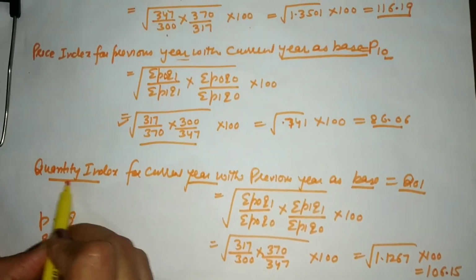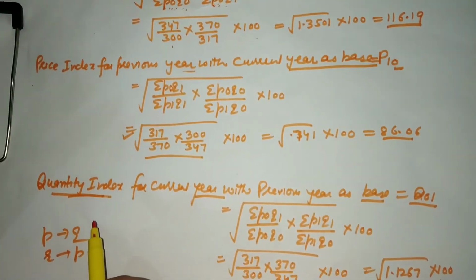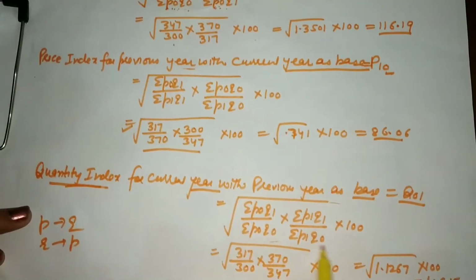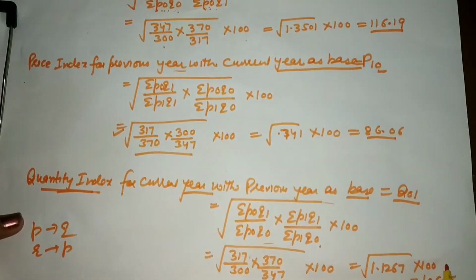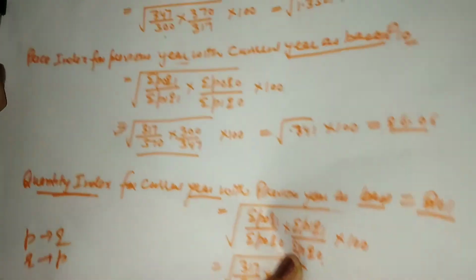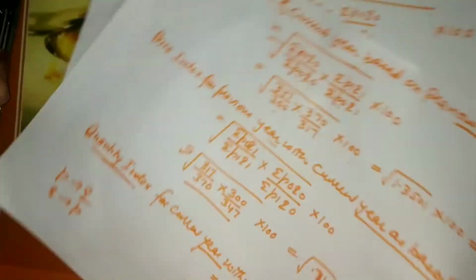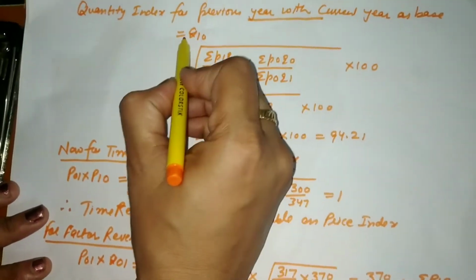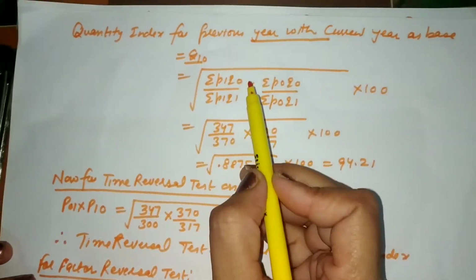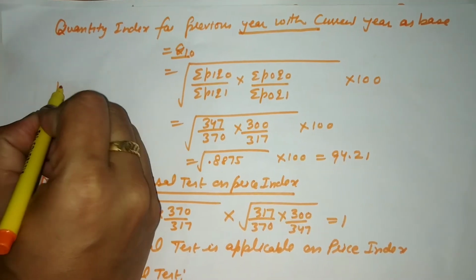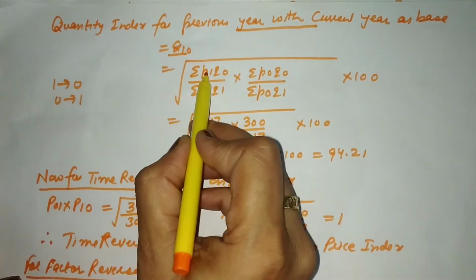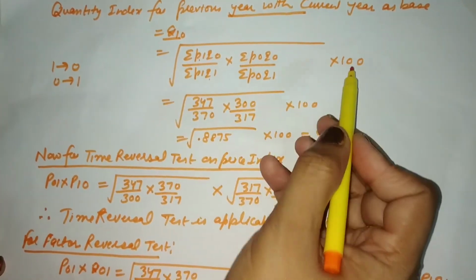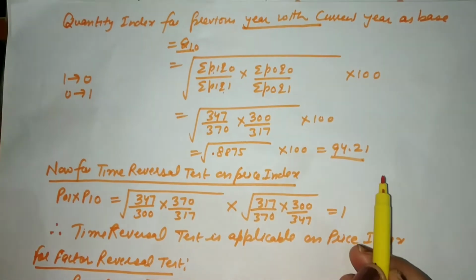So in the quantity index method, the only difference is that we are replacing P with Q and Q with P. So I have used this formula. After substituting these values, I am getting 106.15. Similarly, I can calculate the quantity index for the previous year with the current year as base. That means Q10, where again I will replace 1 with 0 and 0 with 1. So I am getting P1Q0 over P1Q1 into P0Q0 over P0Q1 into 100. After calculation, I am getting 94.21.